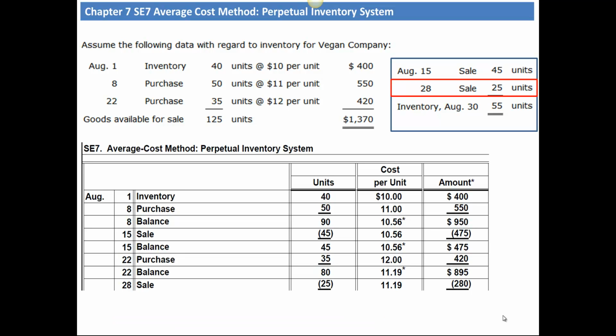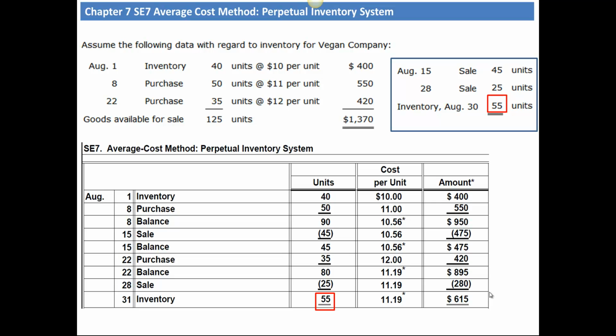So then we're going to sell 25 more, and our cost is $11.19. So another cost of goods sold is $280. And then after the 28th, we're ready to calculate our ending inventory. We have 55 units left in our ending inventory. We had 125 available. We sold 45 and we sold 25, so that gives us 55 left in our ending inventory at our last calculated average cost of $11.19. Gives us an ending inventory of $615.